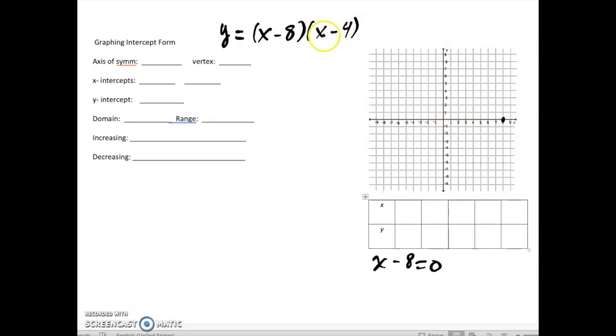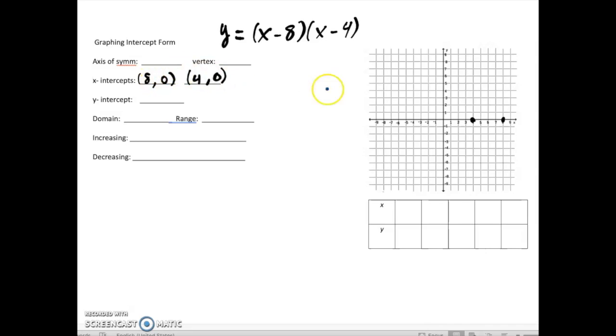And then same thing for this one. What do I need to put in right here to make this whole term become 0? It's going to be a positive 4. Okay, so that's my first step, and that'll give me these points right here. My first point is going to be 8 comma 0 and 4 comma 0.